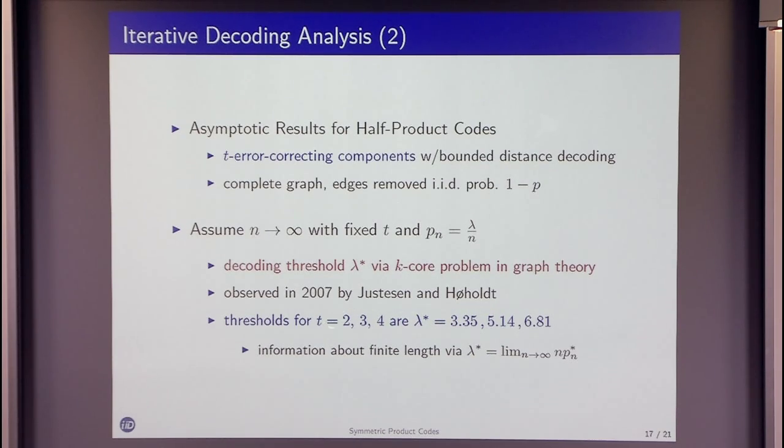It says if you have 2 error correcting codes, you can basically handle an average number of errors of 3.35 in each code. If you have 3 errors, you get 5.14. And now you can extract some finite length information from this. If you think of this as a sequence of thresholds that depended on n, you know that this limit has to be equal to these lambda stars. And so if n is large enough, you can kind of guess a threshold from this. It's not provable. For the BEC, this still assumes they have some kind of genie or something.